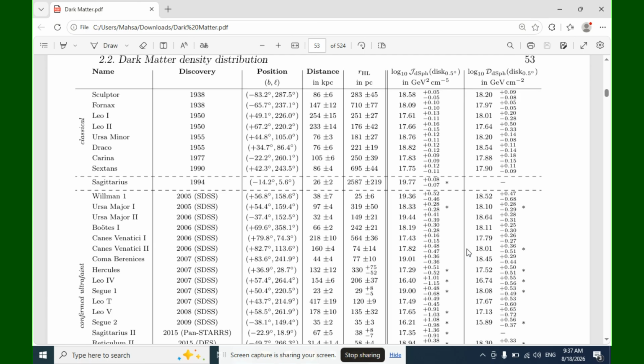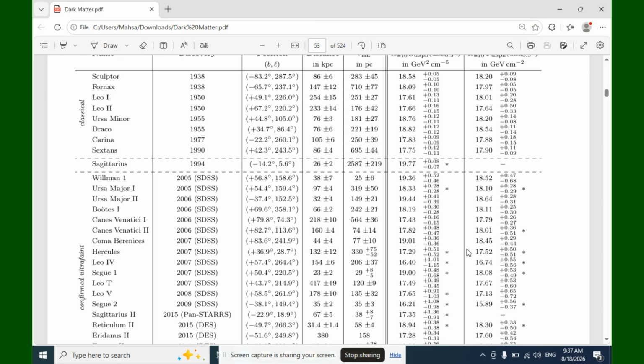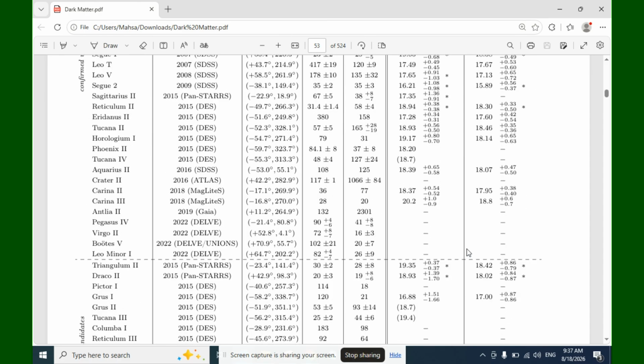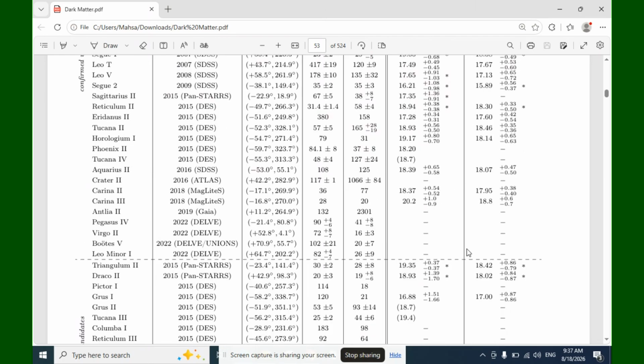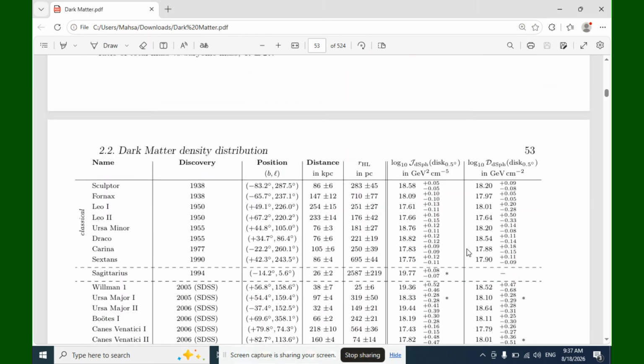So if you are watching that, the classical names, the confirmed ultra-faint names, and also the candidate names. So I want to read at least the name and the discovery years. Sculptor in 1938.